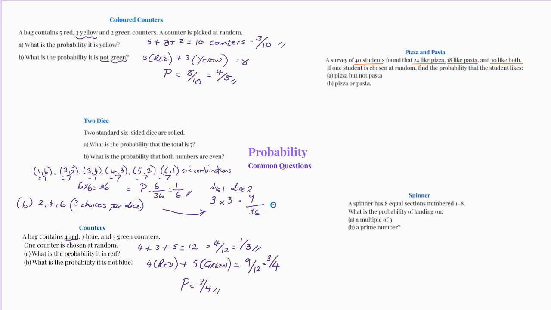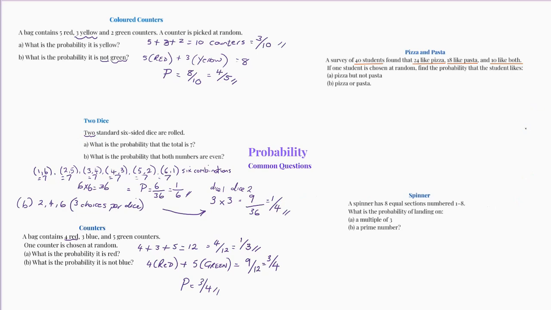And simplified down, 9 into 9 goes once, 9 into 36 goes 4. So the answer is a quarter. So there's lots of thinking on that one. And just remember, there's 2 lots of dice, yeah? There's 2 dice.